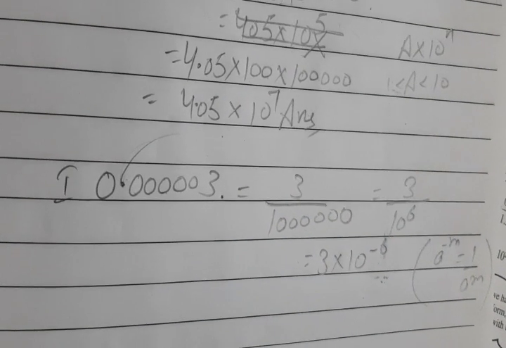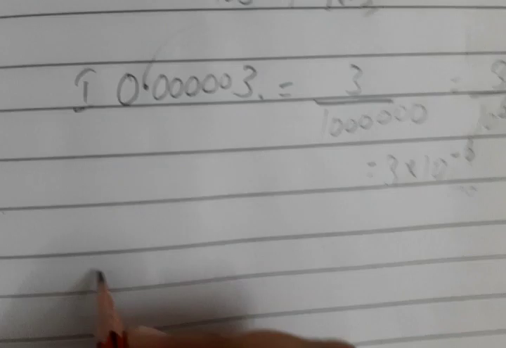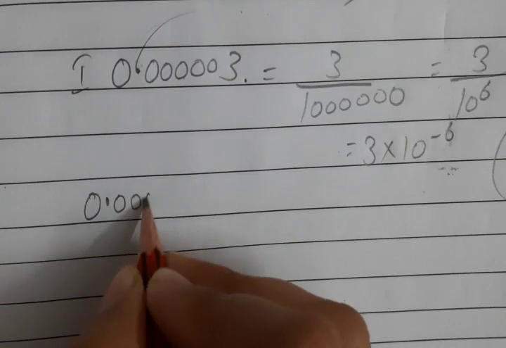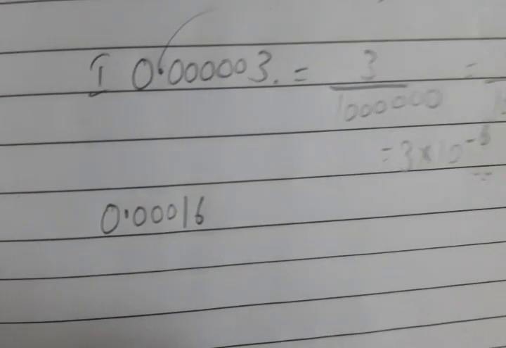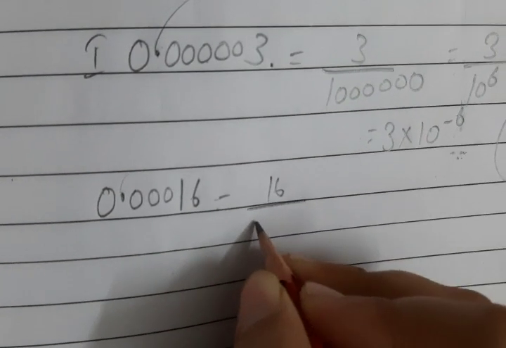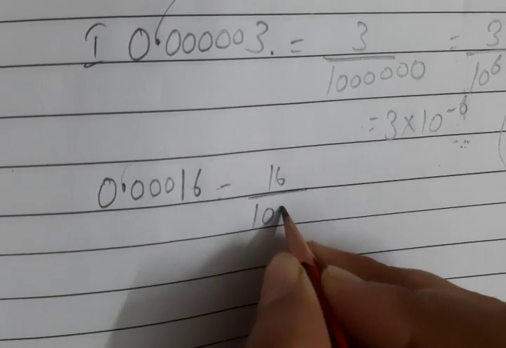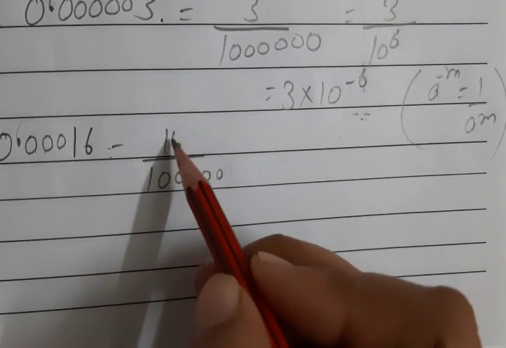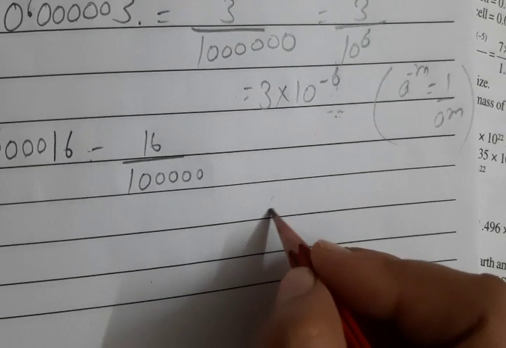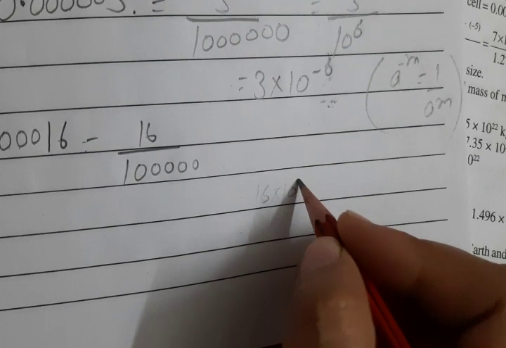Understand. One more example we will take, that is 0.00016. Now again remove this decimal, what will come, that is 1 2 3 4 5, 0 will come. Now see, if we write 16 upon 10 raised to power 5, that is equal to 16 into 10 raised to power -5.